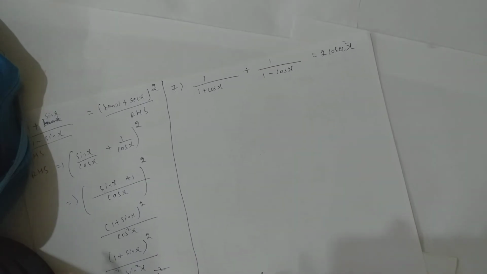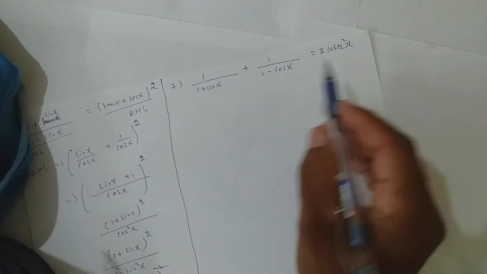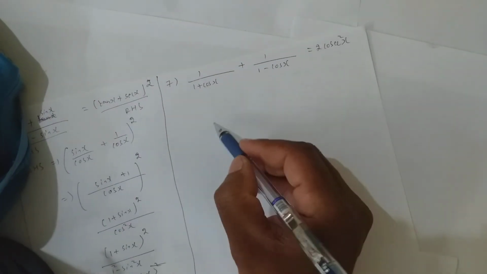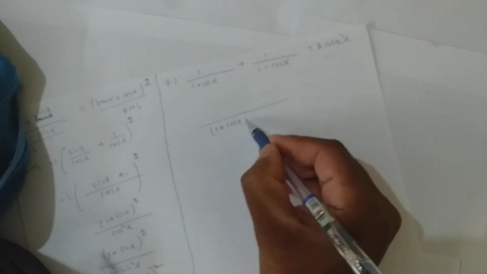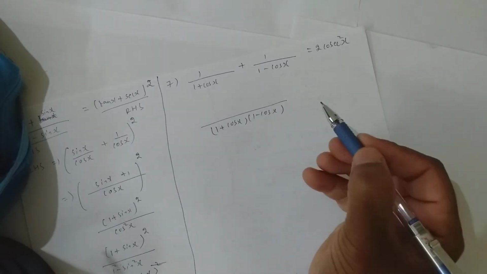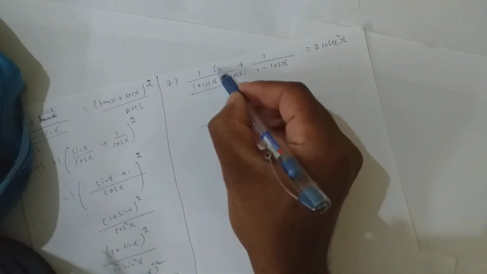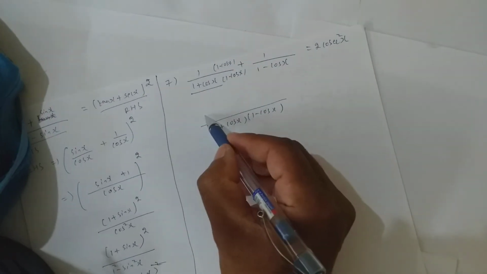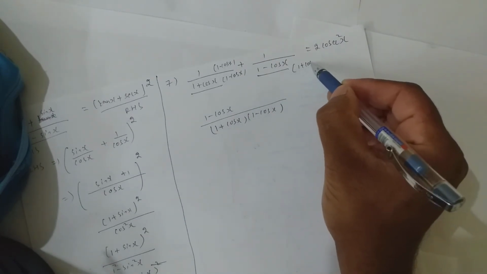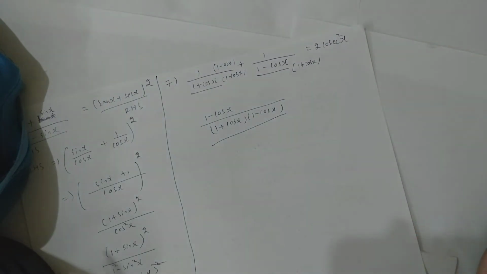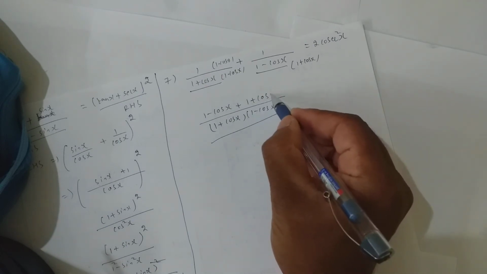Let us look at next sum. 1 by 1 plus cos x plus 1 by 1 minus cos x equal to 2 cosecant square x, you need to prove. For fractions, I take LCM. LCM will be 1 plus cos x into 1 minus cos x. Now here 1 plus cos x, with what do I need to multiply? 1 minus cos x. So the numerator also same thing. So it becomes 1 minus cos x. Here 1 minus cos x, I need to multiply it with 1 plus cos x to make it into this entire term. So it becomes 1 into that, I get the same thing.